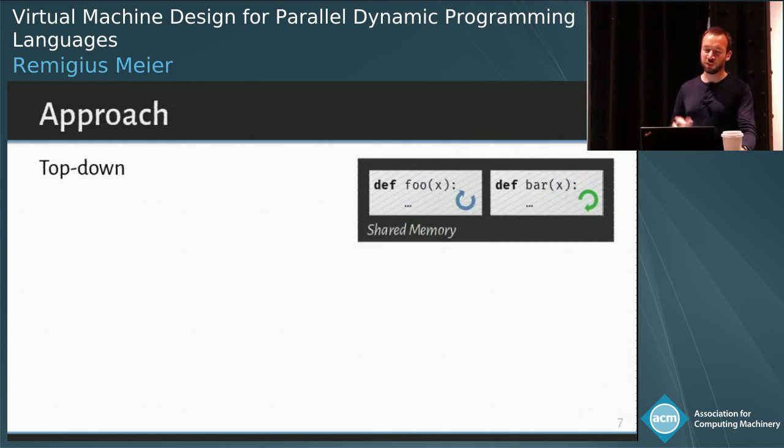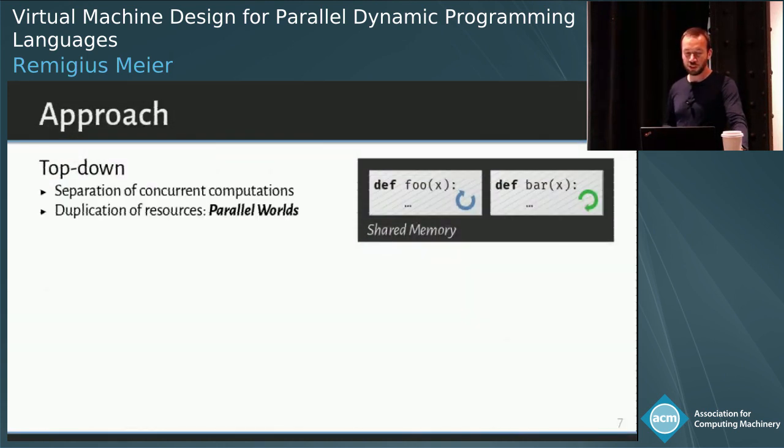So what does our approach look like on a high level? So we have this shared memory here, the black box. We have two threads running in there, so the arrows are the threads, and they each run one function. One runs foo, the other one runs bar concurrently, right? The first step that we want to do is we want to separate these concurrent computations from each other. And we do that through duplication of resources and call that parallel worlds.